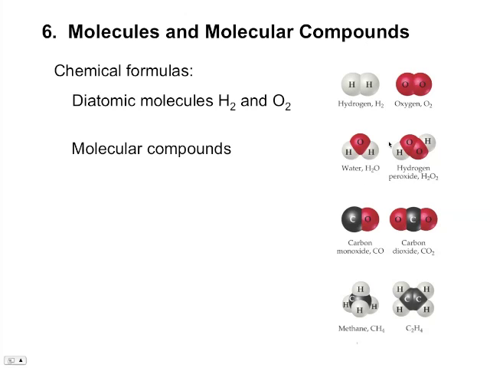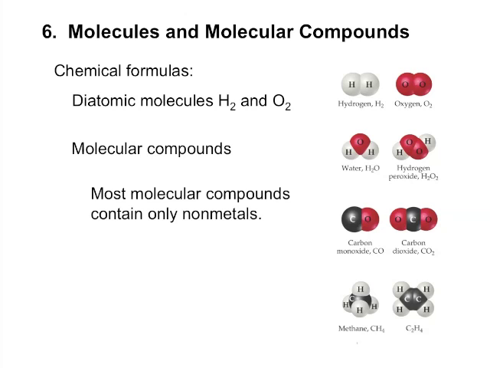That all of these elements are nonmetals. So this is the first rule of thumb that you need to know to make a prediction, if you're given a formula, of whether or not it's going to be a molecular compound or not. If all of the elements in the compound are nonmetals, more than likely it's a molecular compound.